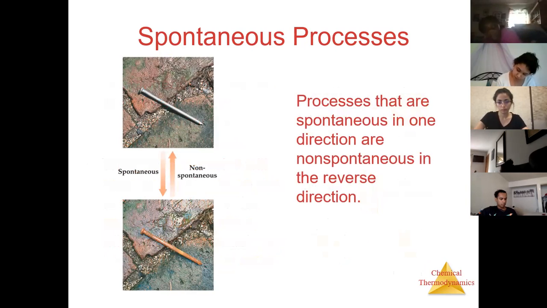You got to understand something else. Something that happens in one direction may not be spontaneous in the opposite direction. You put a nail out in the Florida weather, it's going to rust, right? Put a nail out in the weather, it's going to rust? Yes. Have you ever seen a rusted nail eventually going back to being that nice little shiny nail? Never. But yet it occurs spontaneously in one direction. It is non-spontaneous in the other direction.